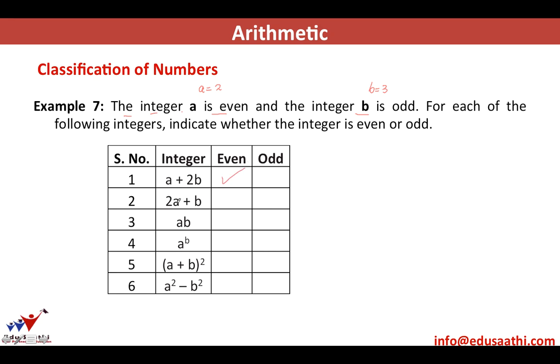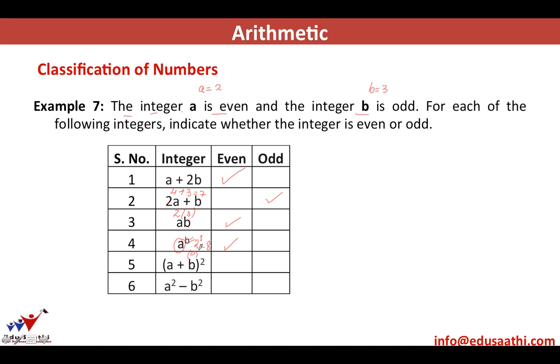2a plus b. If I just do it conceptually, even multiplied with an even number would always be even, plus odd. Even plus odd would be an odd number that I have. Or I'll take the values and get to my answer. a into b. This is 2 into 3. Even into anything would always give you an answer which is even. An even number raised to power anything would also give you an answer which is even. Even number multiplied with anything would give you an answer which is even. This is even plus odd. Even plus odd is odd.